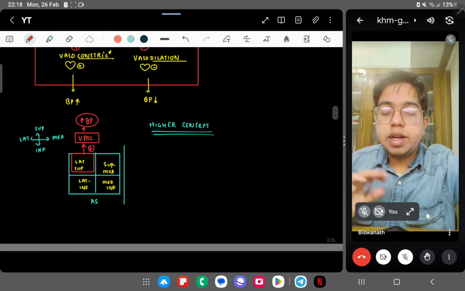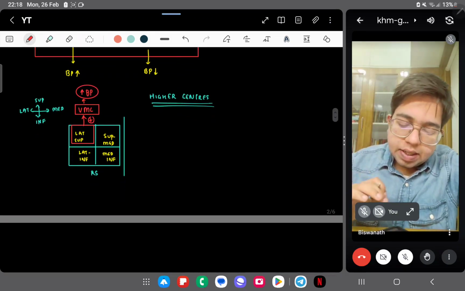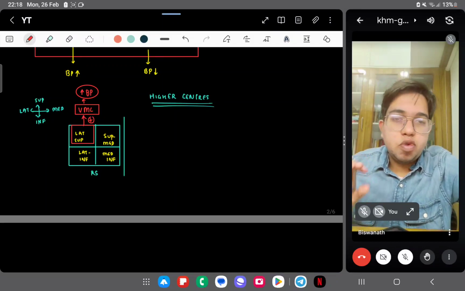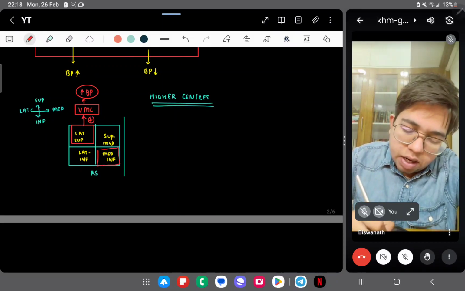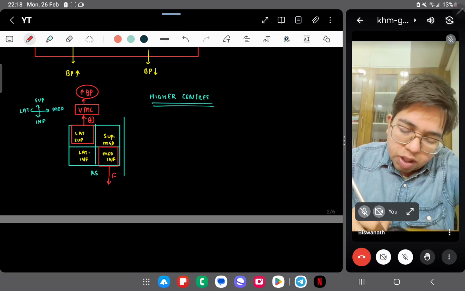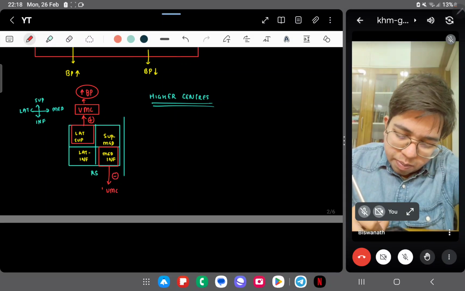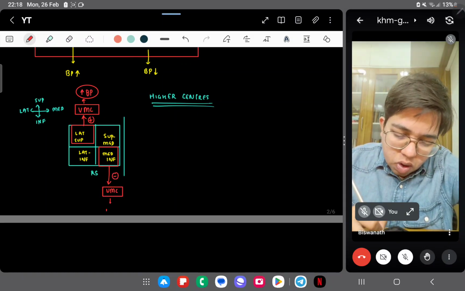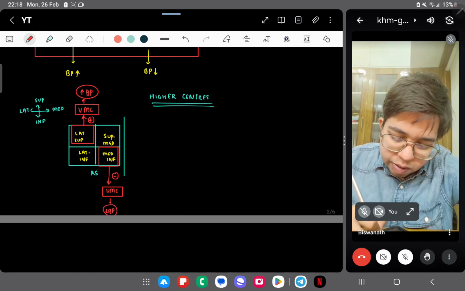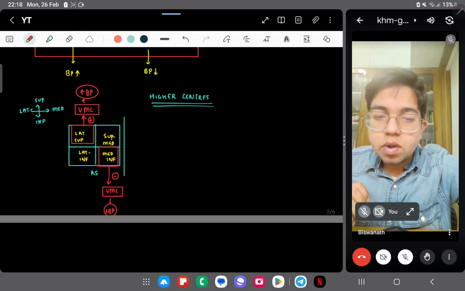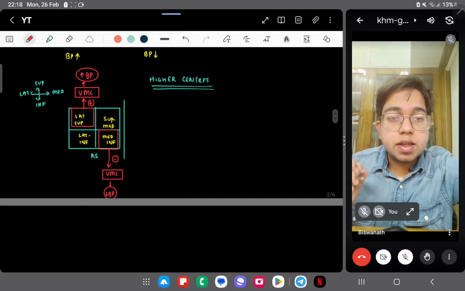Understood? It will increase the BP. And this medial inferior portion of the reticular substance will inhibit your vasomotor center, which will decrease the BP. It will decrease the BP. Could you understand this?